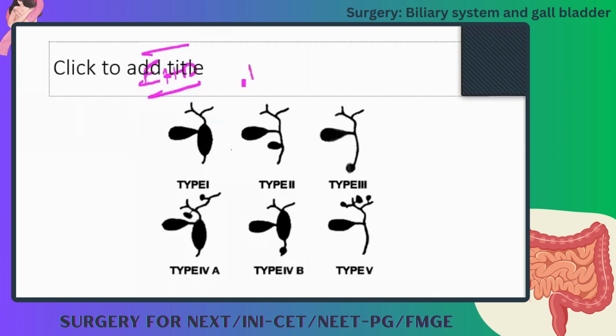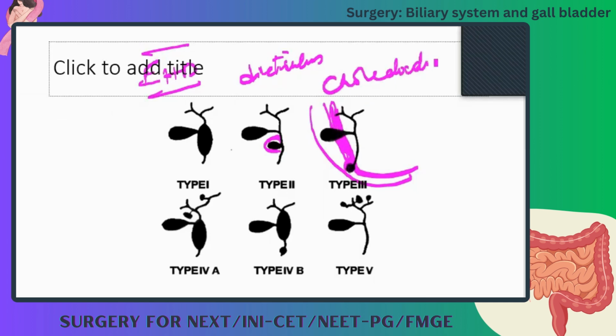Second is a small diverticulum. It is a small diverticulum here. And third is, see, it is almost at the tip. So this is the duodenum. It is within the duodenum, inside the duodenum. This is known as a choledochocele, type 3. And what is this? Type 4?